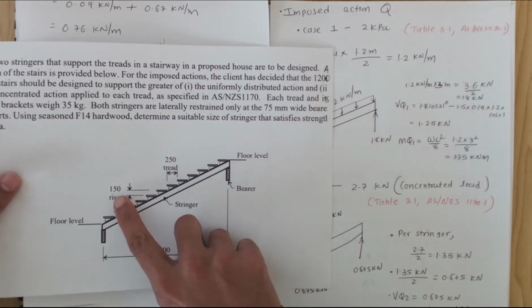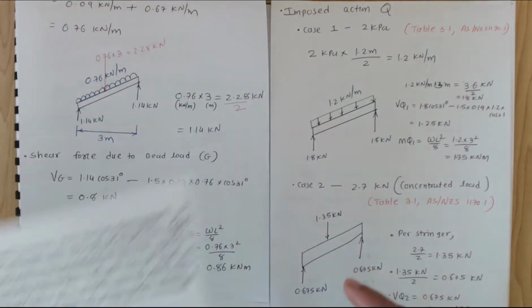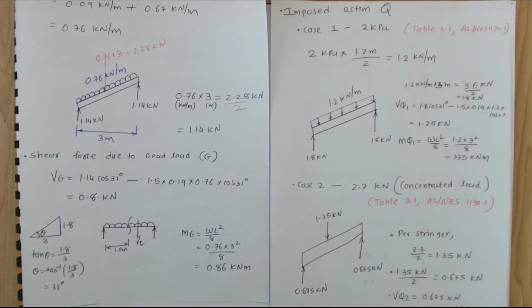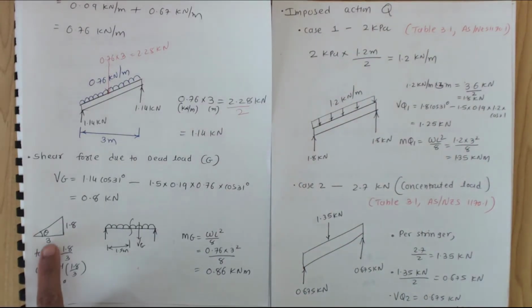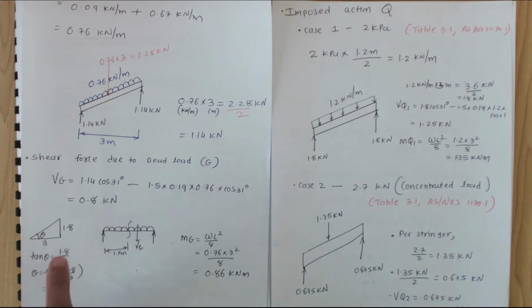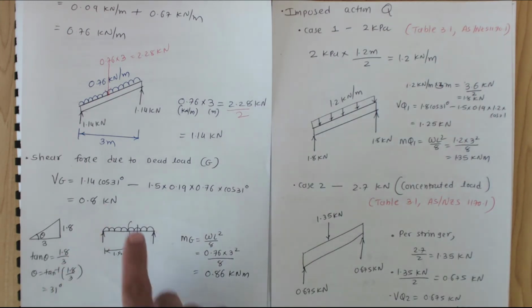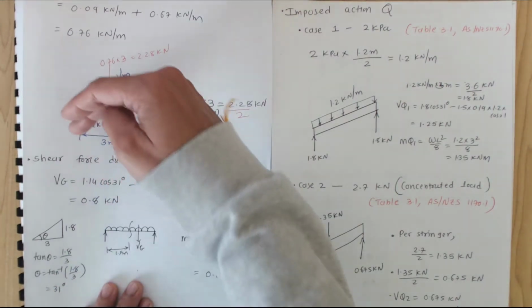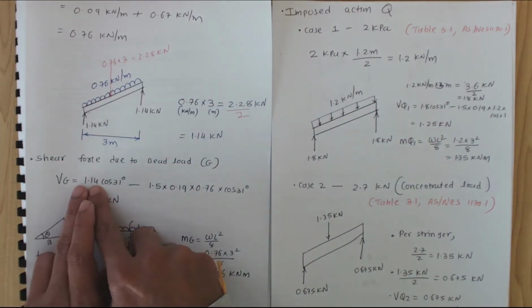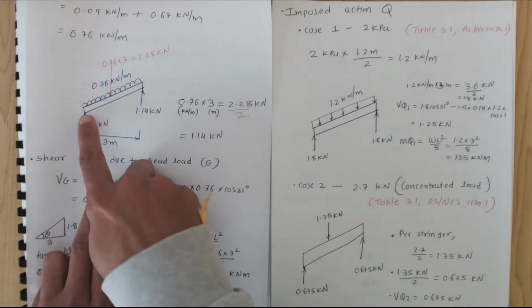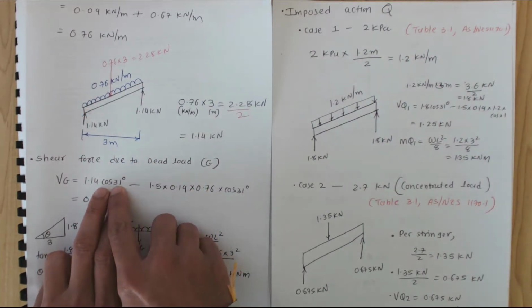In our problem we are given 3 meters and 1.8 meters. That was taken from 12 times 150. In the last video I explained that this is a 1.8 by 3 meters triangle, so tan theta is equal to opposite over adjacent. Theta is equal to tan inverse of 1.8 over 3, which is 31 degrees. So if I have a 1.14 at an incline of 31 degrees, the shear force would be 1.14 cos 31, the reaction force times the cos 31 component.